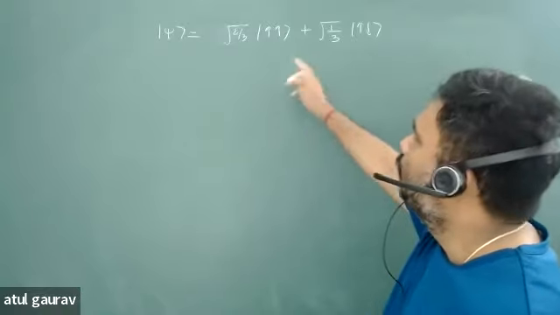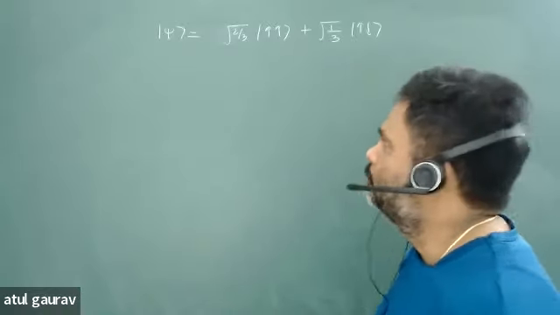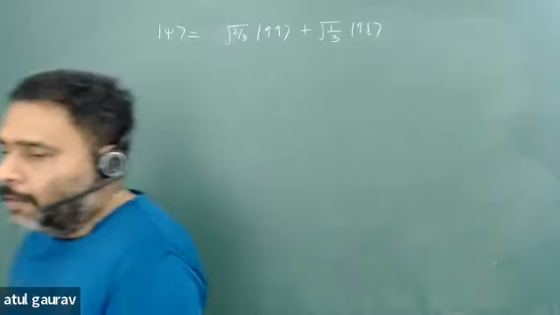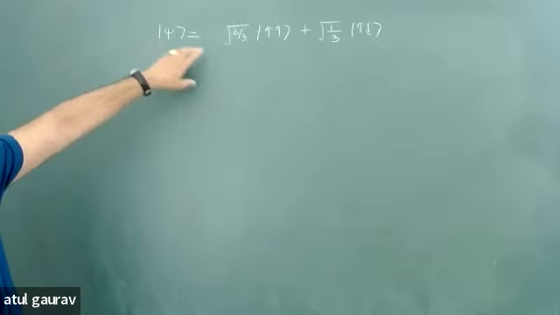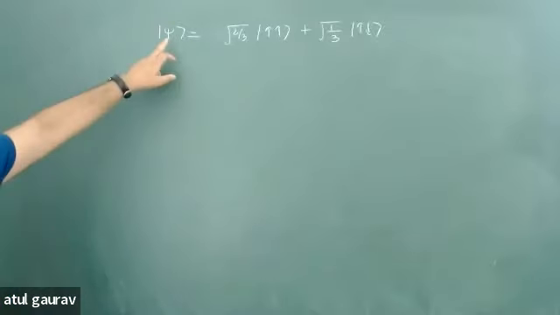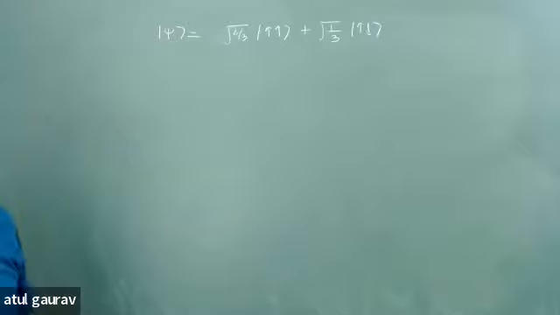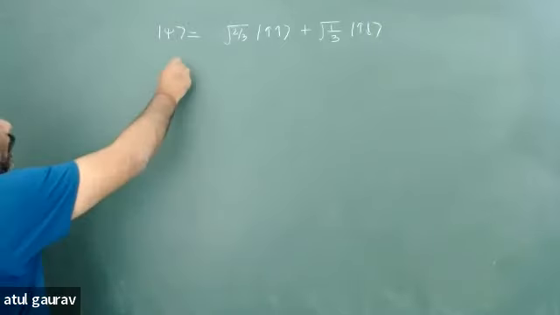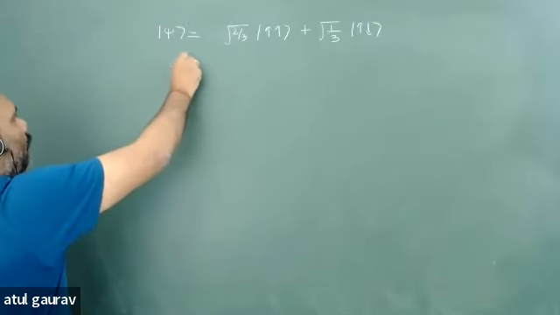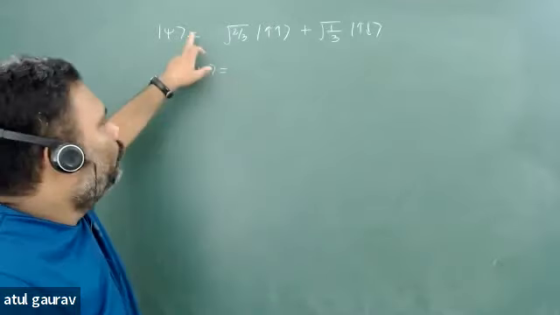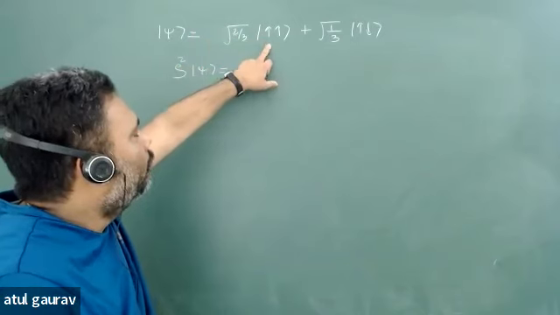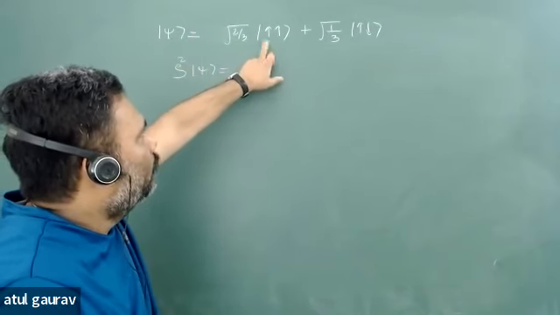Are you getting my point? So this is your usual notation. Now, prove that this is an eigenstate of S square, but not an eigenstate of Sz. So we have to check whether psi is an eigenstate of S square or not. How will you check it? S square will operate on psi. If S square operates on psi, what will you get?